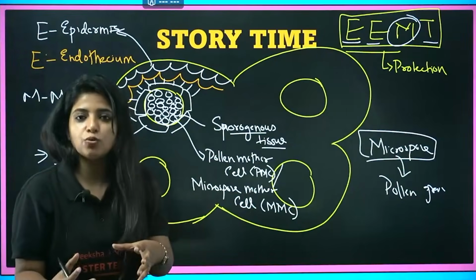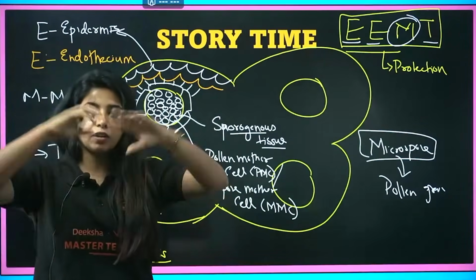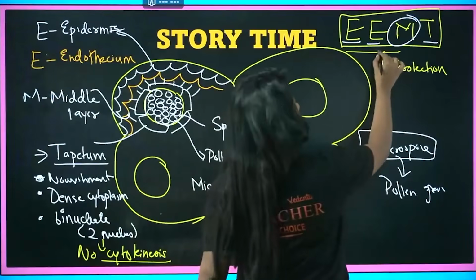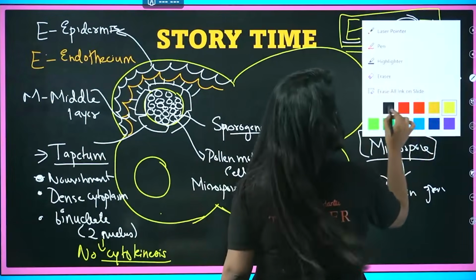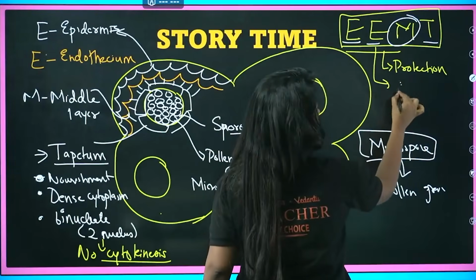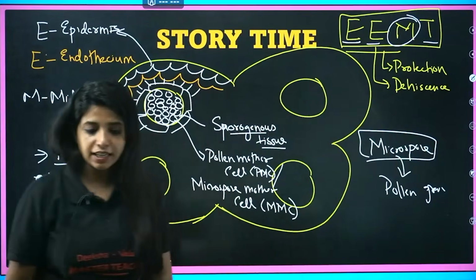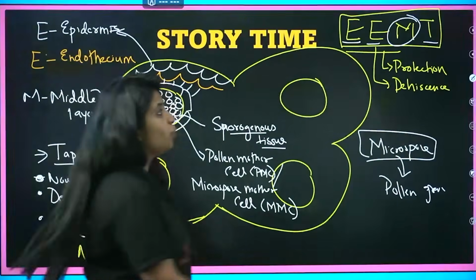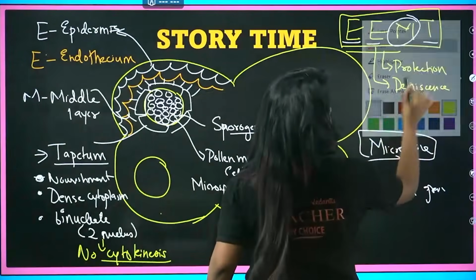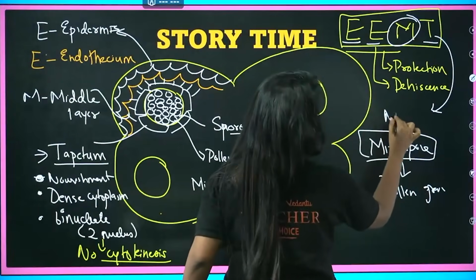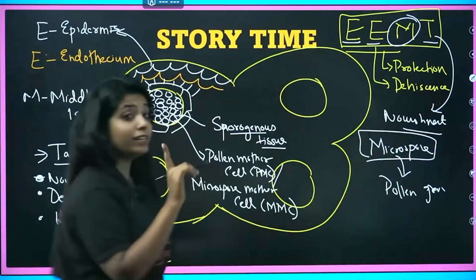And for dehiscence to happen, you will need the help of these three layers, because these three layers are the ones that are going to break down. So I'll say they are there for protection, and the second function of these layers is dehiscence. Always remember that. Now what about tapetum? Tapetum, we studied, is there for nourishment. So if you're asked which layers are there for protection and dehiscence, only three layers.